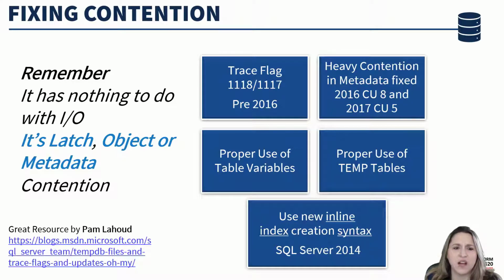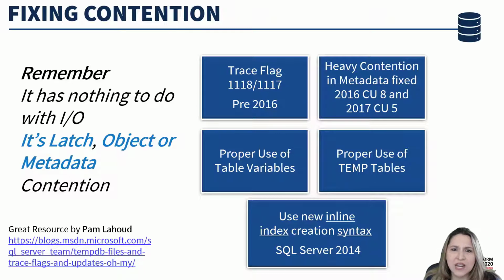And to do that, here's a couple of hints to try to make things faster. I do have Pam's blog here that I highly recommend you go take a look at and reference. If you're on a version prior to 2016, there were two trace flags that you needed to pay attention to. After 2016, this behavior is defaulted, so you don't need to worry about it. They handle it for you. But 1118 has to do with mixed extents and how it actually writes and gets to the data.